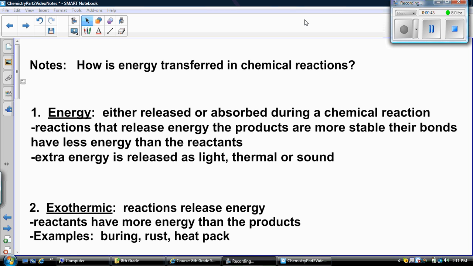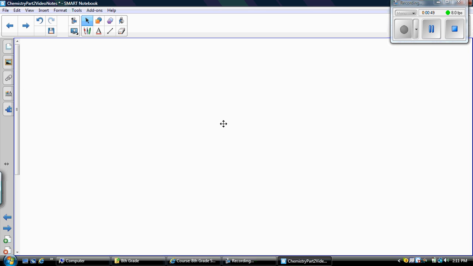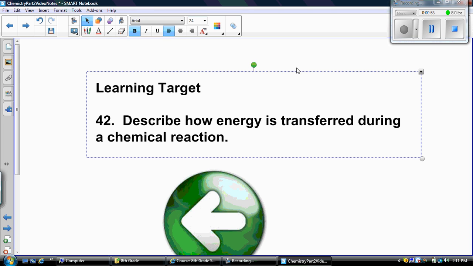Okay, so our essential question is, how is energy transferred in these chemical reactions? So your learning target for today is, learning target 42, describe how energy is transferred during a chemical reaction.